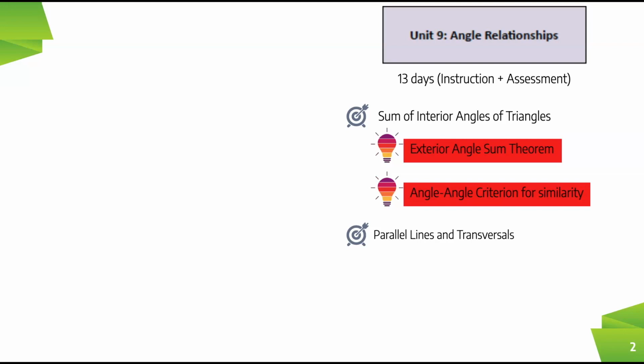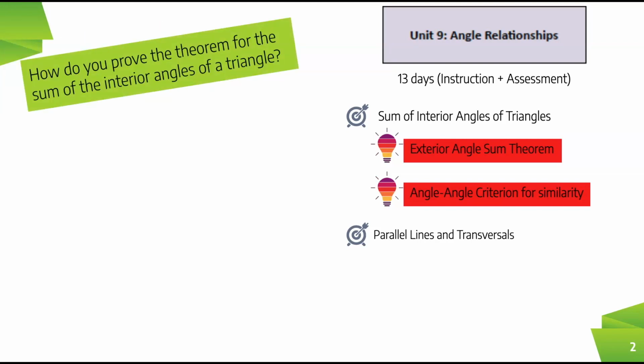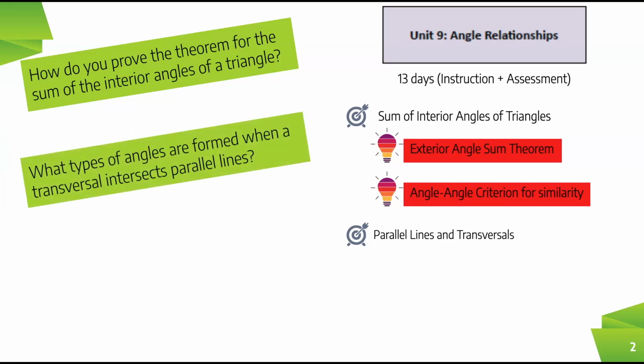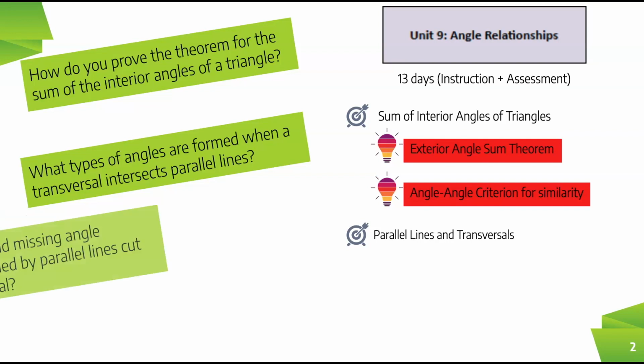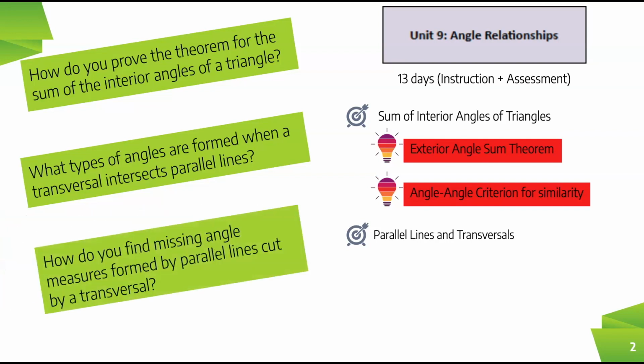The essential questions of Unit 9 include, how do you prove the theorem for the sum of the interior angles of a triangle? What types of angles are formed when a transversal intersects parallel lines? And how do you find missing angle measures formed by parallel lines cut by a transversal?